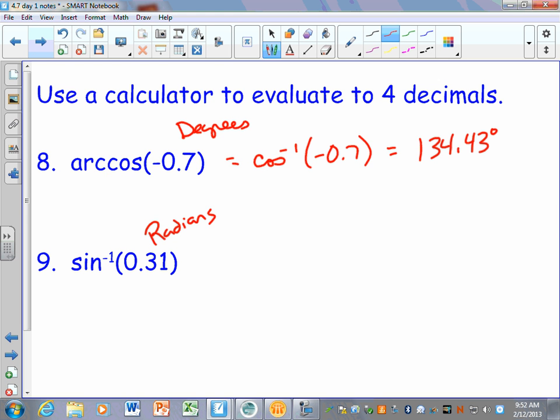We can do the same thing for inverse sine, only if the direction said to use radians, then I'm going to change my mode to radians. And I'm going to hit that inverse sine button. And that's really saying what angle has a sine of 0.31, which is not my unit circle. And remember, radians are going to be not so pretty numbers here. But if I just go 2 decimals, I think you get 0.32.